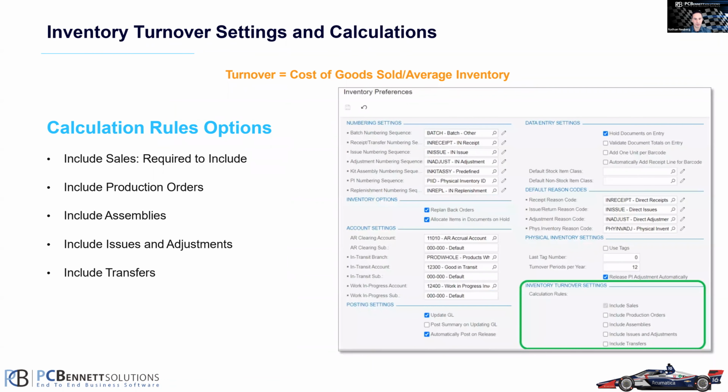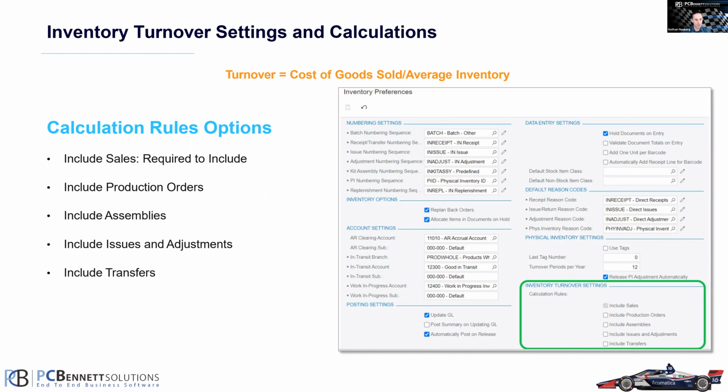In the new turnover feature, this is more than just a generic inquiry. We've built in functionality to define and run calculations for periods in history, and we'll store those values and then be able to review them in inquiries and widgets on our dashboards. When it's boiled down, everything that we're talking about here is your cost of goods sold divided by your average inventory. This always includes sales, but it can optionally include or exclude production orders, assemblies, adjustments and transfers, if we want to consider those in our KPI as well.